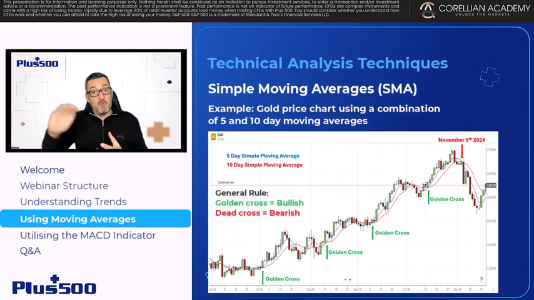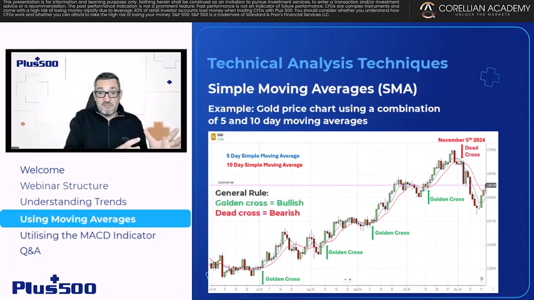When a cross is seen, where both the 5 and 10-day averages are rising, it's called a golden cross, which is bullish. When a cross is seen where both averages are falling, it's known as a dead cross, which is bearish.